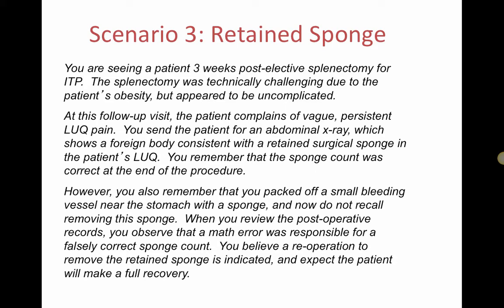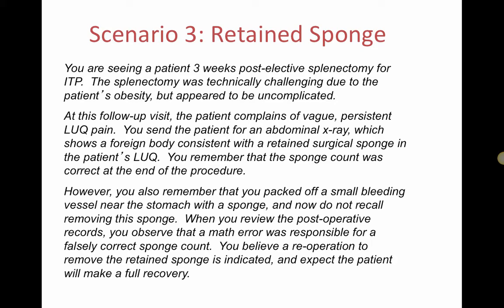Scenario 3 regards a retained sponge. You are seeing a patient 3 weeks post elective splenectomy for ITP. That splenectomy was technically challenging due to the patient's obesity, but appeared to be uncomplicated. At this follow-up visit, the patient complains of vague, persistent left upper quadrant pain. You send the patient for an abdominal X-ray, which shows a foreign body consistent with a retained surgical sponge in the patient's left upper quadrant.